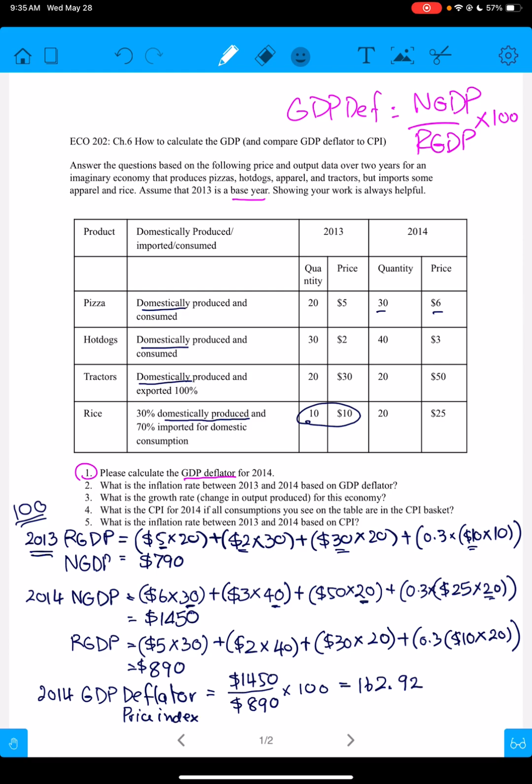So when you are calculating the inflation rate between the 2 years based on the GDP deflator, it will be super simple because that will be the new price level of 162.92 minus the old price level of 100, divided by 100, times 100. So basically, the inflation rate in question number 2 is 62.92%. I hope that helped, okay?